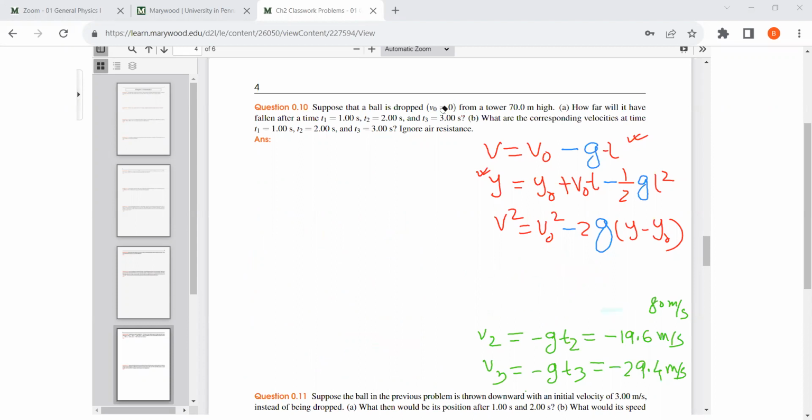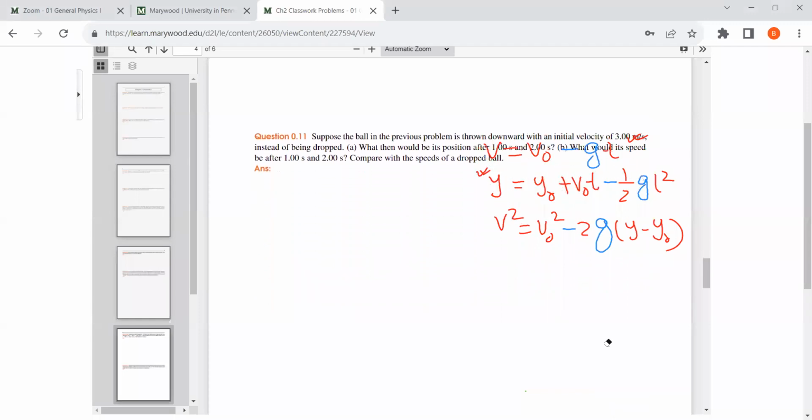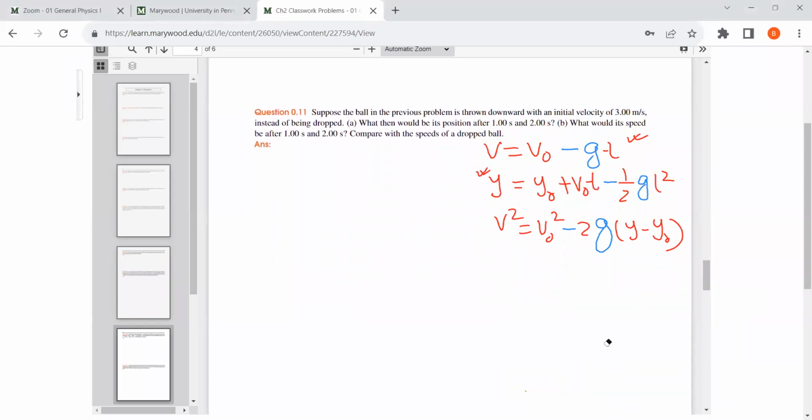Okay, so let me keep this three equation. Maybe we need to use this three equation in the next problem. All right, now suppose the ball in the previous problem is thrown downward with initial velocity.